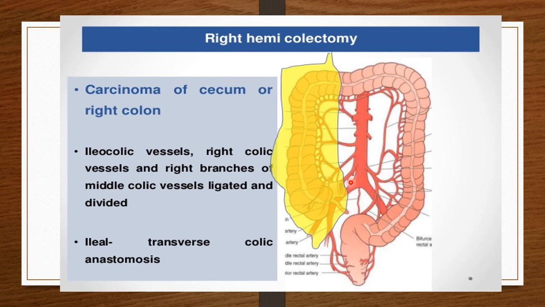Okay, the ileum that is transected, the proximal end, is then anastomosed to the distal end of the transected transverse colon. Then that is known as the ileocolic anastomosis.